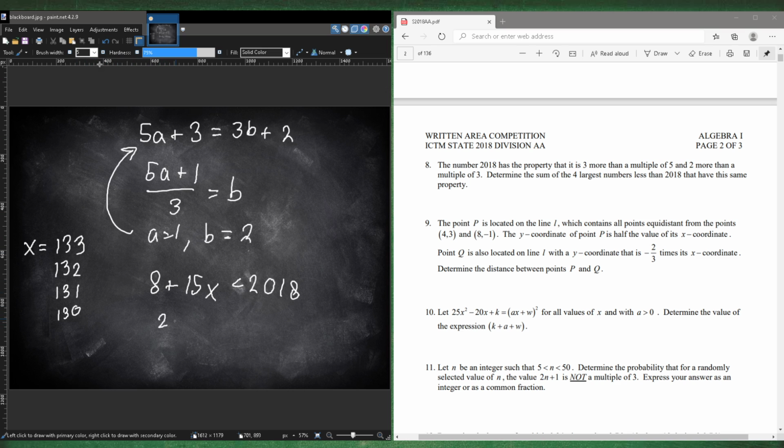we get 2003, and then we get 1988, 1973, and 1958. And to add all these four numbers up, 2003, 1988, 1973, 1958, we get 7,922. And that is our answer for number 8.